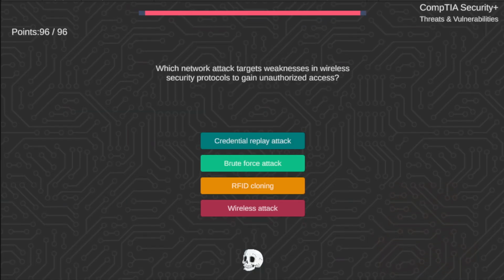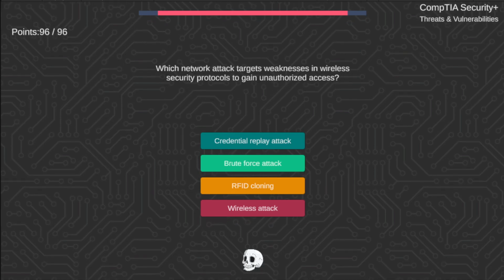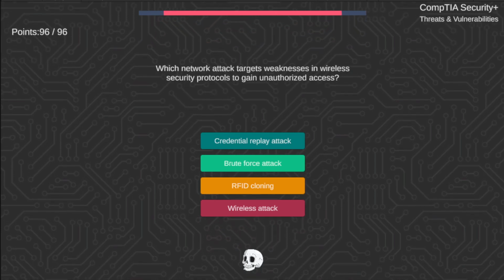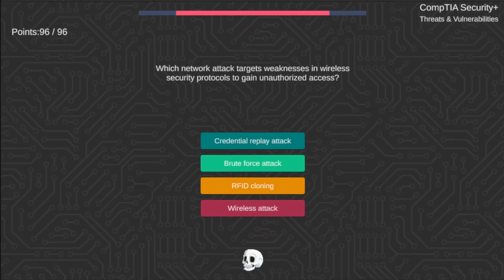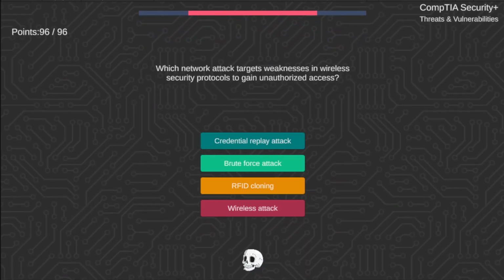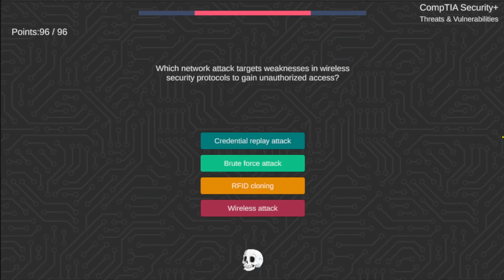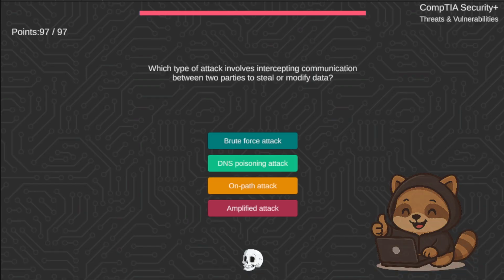Surprising, right? Which network attack targets weaknesses in wireless security protocols to gain unauthorized access? Credential replay attack, brute force attack, RFID cloning, or wireless attack? Targets weaknesses in wireless security protocols to gain unauthorized access. Correct answer is a wireless attack.